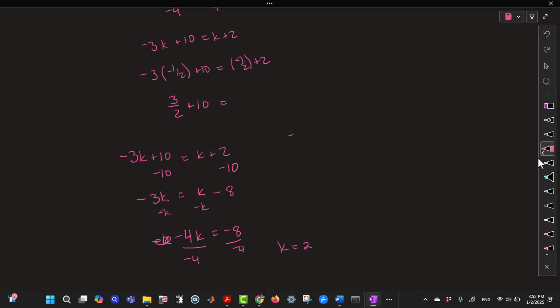And does that work? Let's just check that. Negative 3 times 2 plus 10. Does that equal 2 plus 2? Negative 3 times 2 is negative 6 plus 10. 2 plus 2 is 4. That's 4. That's 4. Does equal. I do have the right answer.